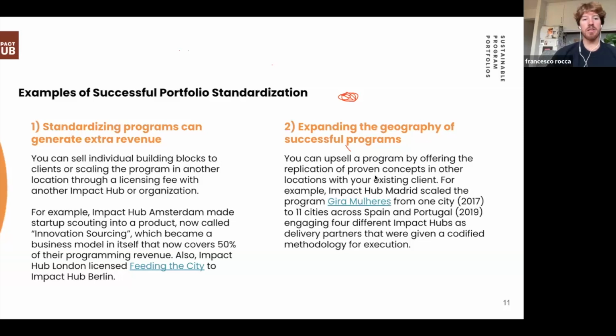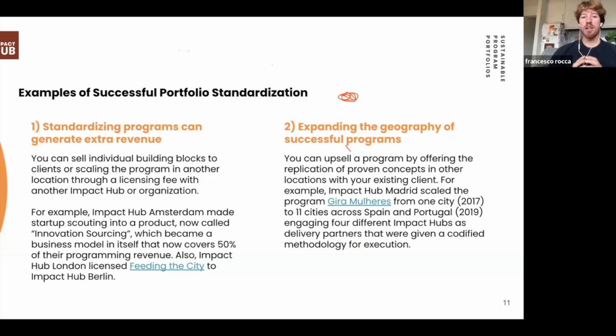What I wanted then to share with you are 2 examples of what's in it for you whenever you say we're standardizing our portfolio. So we said these 4 benefits, but it's actually very good here. We brought 2 examples from the network.